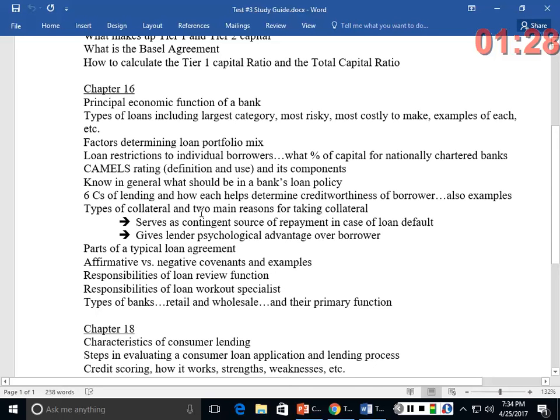The types of collateral, the 2 reasons for taking collateral, parts of a typical loan agreement, what is an affirmative versus a negative covenant, what are the responsibilities of the loan review function, responsibilities of the loan workout specialist, and the types of banks, retail and wholesale, and their primary function. That is at the very first of the chapter, actually.